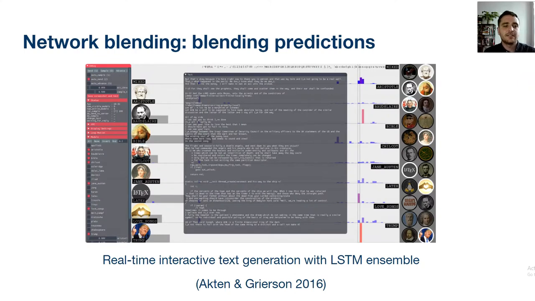So when we're blending predictions, we're blending the output. Here, Atkin and Grierson present a real-time interactive text generation interface where lots of LSTMs that do next character prediction, trained on different corpuses of data, can be combined together. And so the predictions of the next character can be customized in this interactive framework.